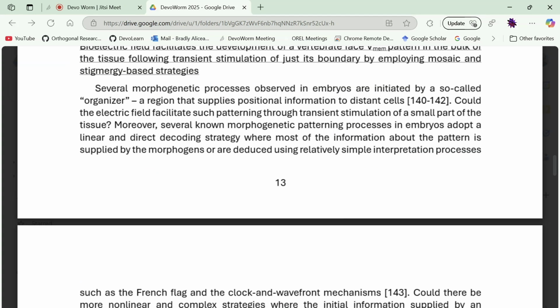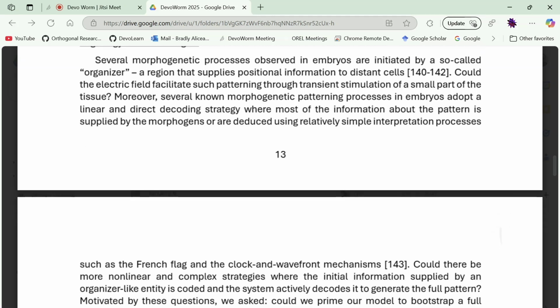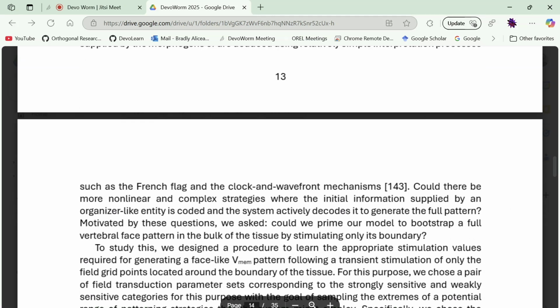Okay, so again, they go back to this idea of an organizer, and that's what they're trying to get at. And they ask, could the electric field facilitate such patterning to transient stimulation of a small part of the tissue? And I guess the answer is maybe. Moreover, several known morphogenetic patterning processes in embryos adopt a linear and direct decoding strategy, where most of the information about the pattern is supplied by the morphogens, or deduced using relatively simple interpretation processes, such as the French flag, which is where you have these stripes in a field that get formed, and the clock and wavefront mechanism, which is another model that involves the timing of waves. And so they're comparing it to these more traditional models.